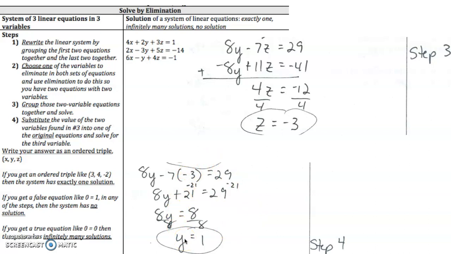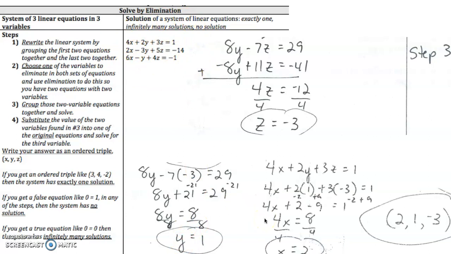Now we're ready for step 4, where we take the solution from the two variables and plug it in to any one of the original equations to solve for the third variable. So I chose to plug it in to the first one. So I'm plugging in values for y and z here, and now I'm going to solve for x. So my final solution, and I write it as an ordered triple x, y, and z, is 2, 1, negative 3. So that means that this system has exactly one solution.